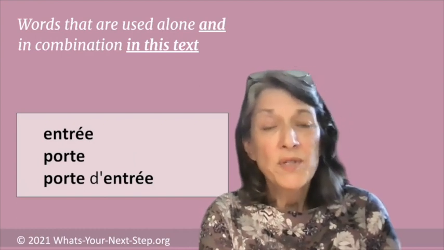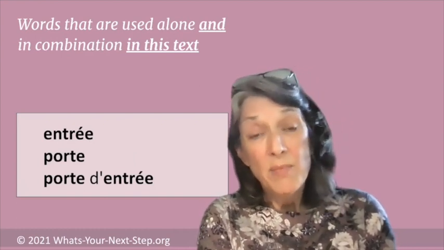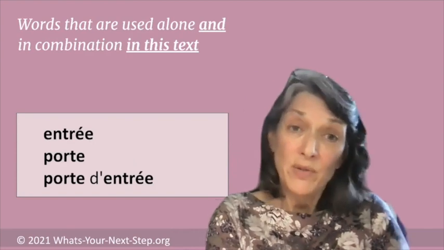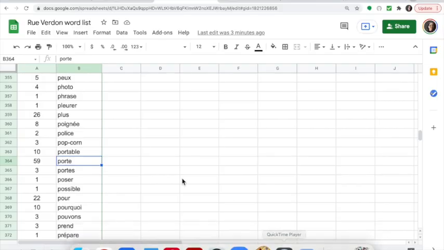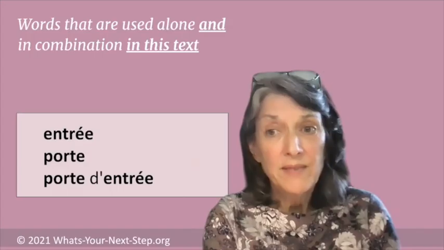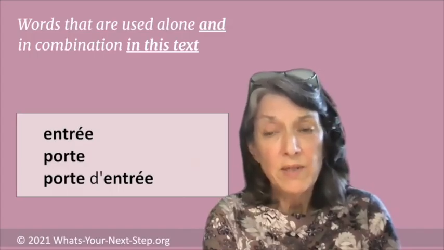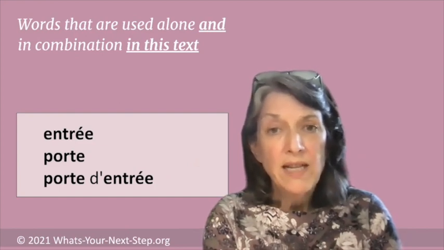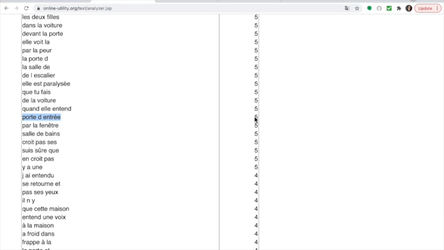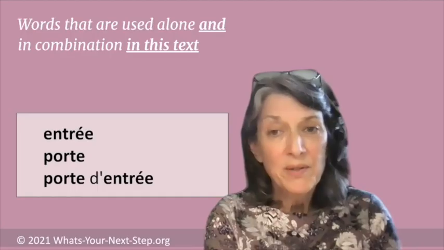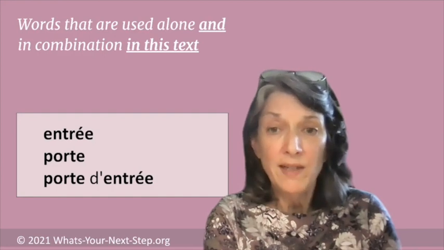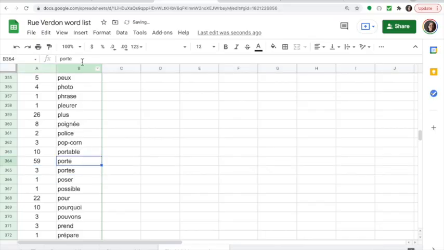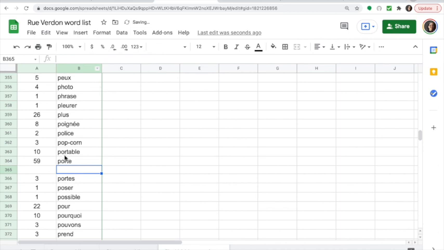And then there are words that in this text may be used alone and are also used in combination. For example, porte appears 59 times in this text, and entrée appears 8 times. Porte meaning door, entrée meaning entrance. However, 5 of those occurrences are in the expression porte d'entrée, which I translate as front door in English. So let's include the expression along with both of its key parts under each word in the glossary.